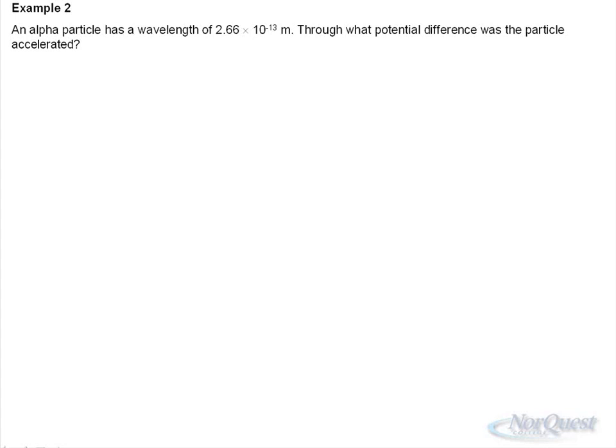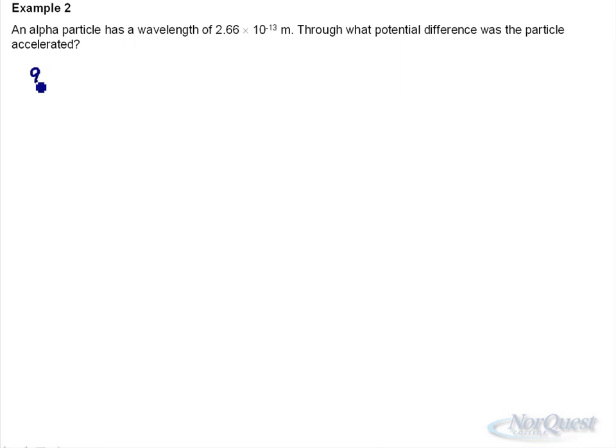For example number 2, it's quite similar to example 1. We're dealing with a different particle, but we're still going to deal with the wavelength formula. And you'll notice that as soon as you see a particle and a wavelength attached to it, you know you need de Broglie's formula at some point. In this case, we're going to find the potential difference, so we're also going to include conservation of energy. So it has some similarities to example 1 with a couple of minor differences.